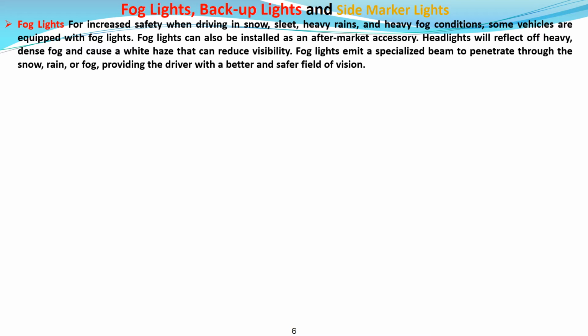Headlights will reflect off heavy, dense fog and cause a white haze that can reduce visibility. Fog lights permit a specialized beam to penetrate through the snow, rain, or fog, providing the driver with a better and safer field of vision.